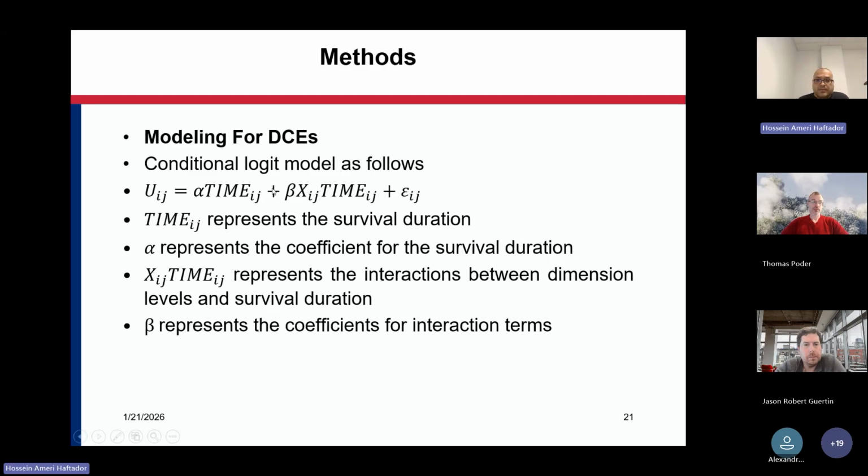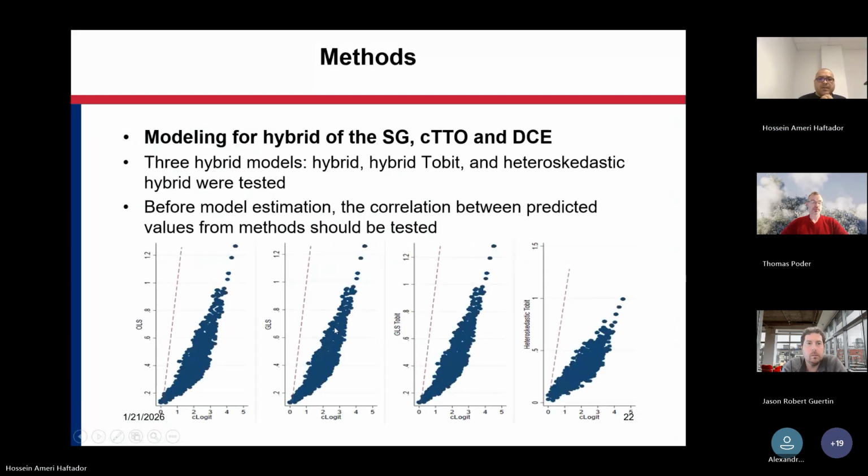Here is the general form of the conditional logit model. This one is utility, survival duration, and beta represents the coefficients for the interaction term, the interaction between x and survival duration. We also combine data of standard gamble, time trade-off, and DCE. For this, we use different hybrid models: hybrid Tobit and heteroscedastic hybrid.